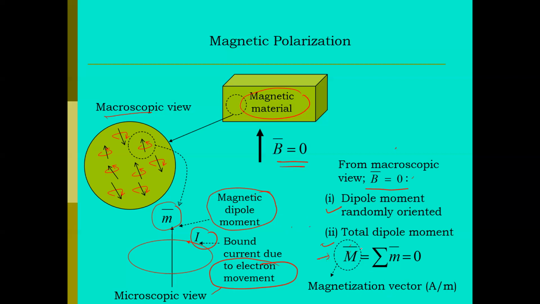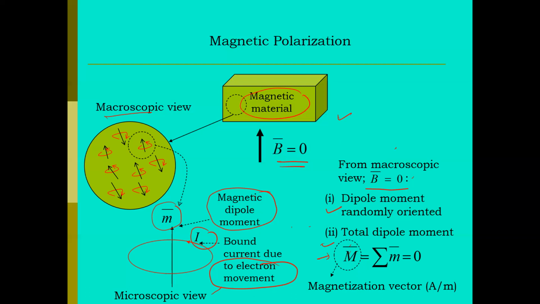And due to the random orientation of your dipole moments, we can see that the summation or the total dipole moment in your magnetic material is 0. So the magnetization vector for this particular case will equal 0. The units for this magnetization vector are ampere per meter. So that should be the first observation.